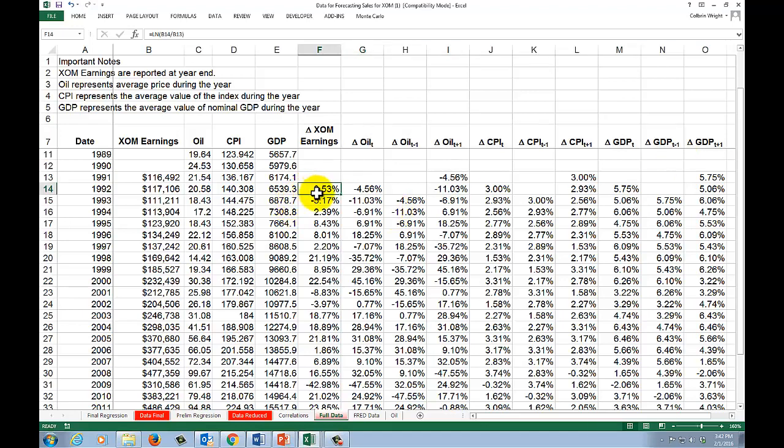So here's the change in ExxonMobil's earnings from 1991 to 92, 92 to 93, 93 to 94, and so on. Here's the change in oil from 91 to 92, 92 to 93. Okay, and then I just did some time shifting. So right here, I've calculated the change in ExxonMobil's earnings from 92 to 93. This represents the change in oil in the previous year. This is the change in oil the next year. So that's T minus 1 is the year before, T plus 1 is the year after. So it's just some time shifting.